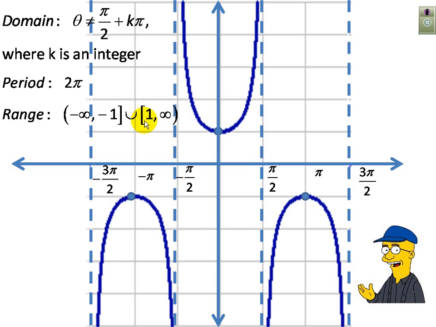The range we're going to have: we see the graph goes from negative infinity to negative 1, inclusive of negative 1. Then it skips this area in here. And then it goes from 1 to infinity. So that is the range of secant.